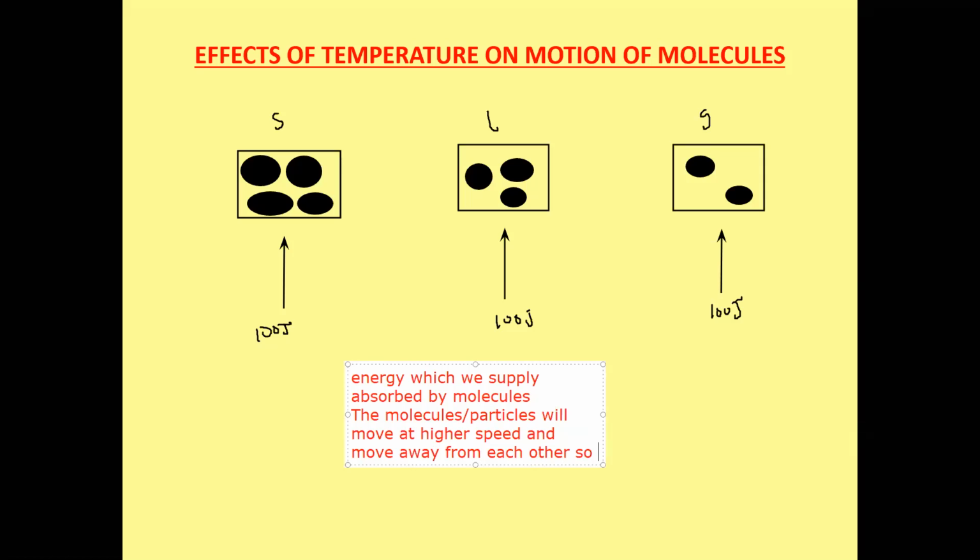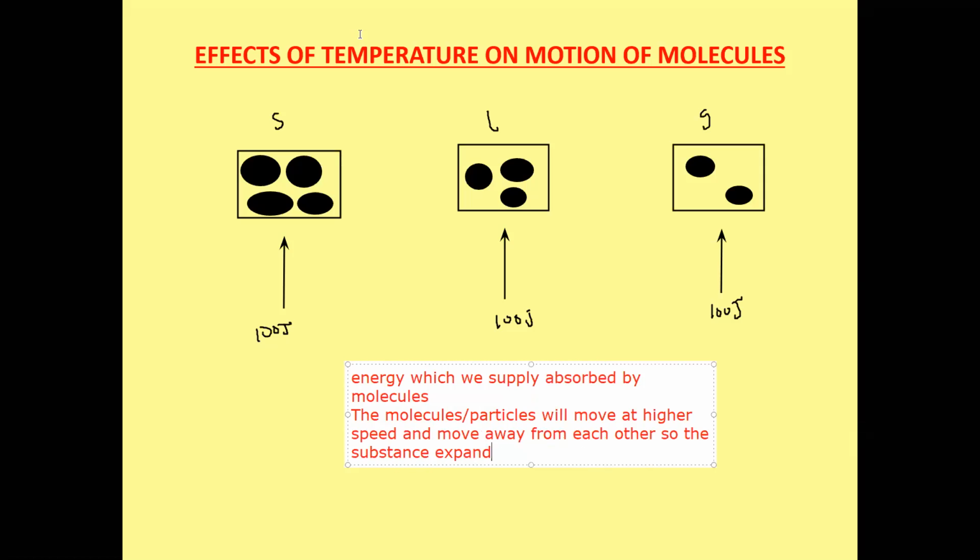So the substance expands. So what happened when we supply the energy? For example, we supply 100 joules to a sample of a solid, the same 100 joules to a sample of a liquid, and the same 100 joules to a sample of a gas. So what will these particles do? They will move faster. And as these particles move faster, they will move away from each other.